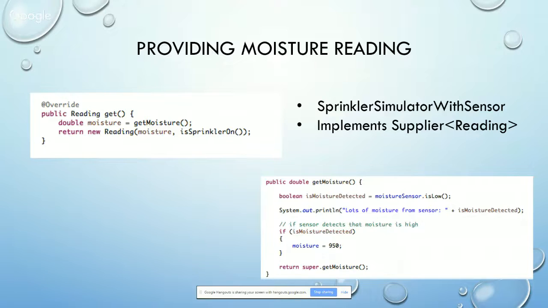If you look at the get moisture method, this is the actual method that we use to interface with the moisture sensor to understand what the current moisture level is. In here, I ask the sensor, is the reading currently low or high? If the reading is low, then I know that there is enough moisture. That's when I override the simulator to make it return a really high moisture level. And if it's high, we just use whatever is simulated from the superclass and return that as the current moisture level.